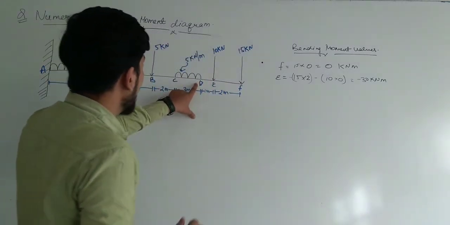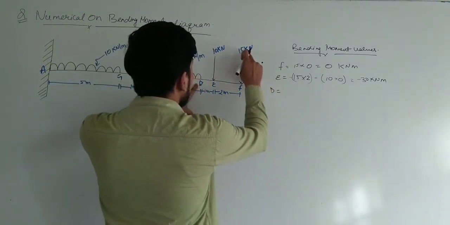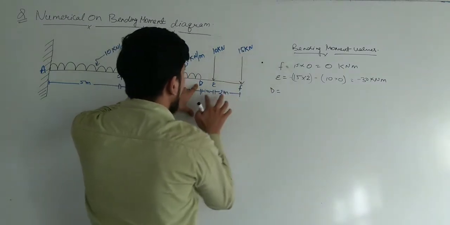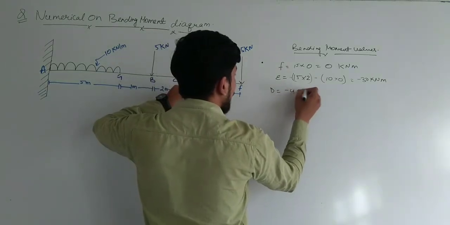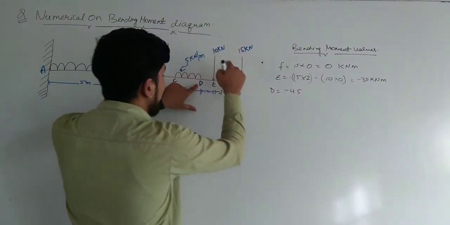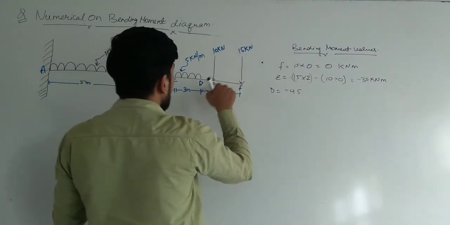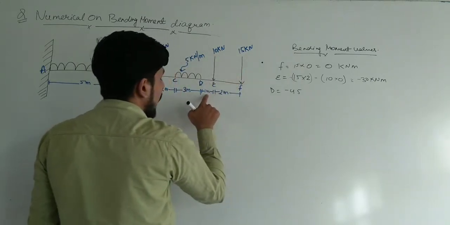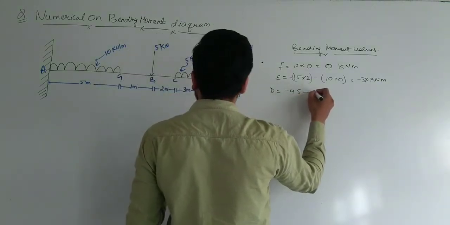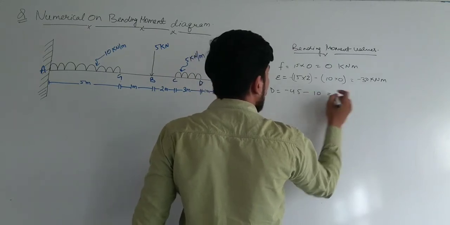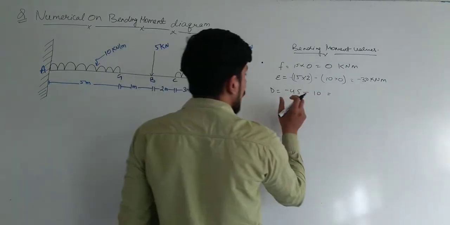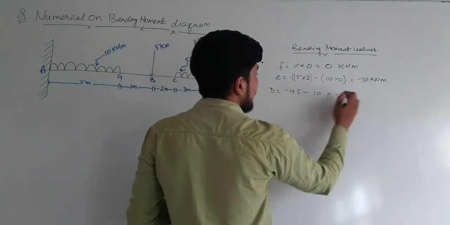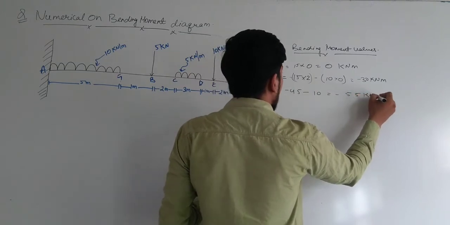Now come to point D. At point D, this is 15 multiplied by the whole distance, 2 plus 1. So 15 multiplied by 3 is minus 45. We also add the load at point E, where the perpendicular distance is 1. So 10 multiplied by 1 is minus 10. Now we add these two values. Our values come in minus form, so minus 45 and minus 10 is minus 55 kilonewton meter.